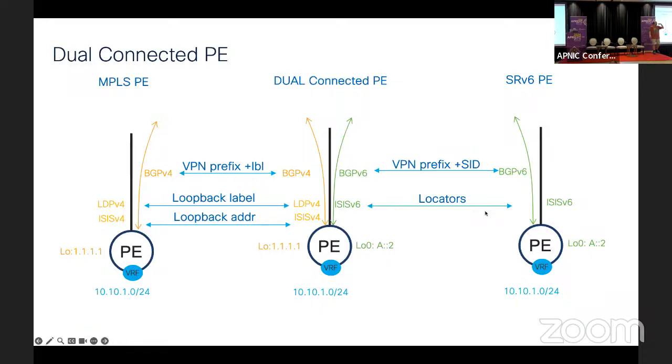On the right-hand side, from IGP, you need only locator reachability. Locator is the only important construct to maintain the reachability. And on the left-hand side, you are sending the VPN prefix with a label. On the right-hand side, you are sending the same VPN prefix with a SID, right? And I will use this concept to migrate this very simple network.